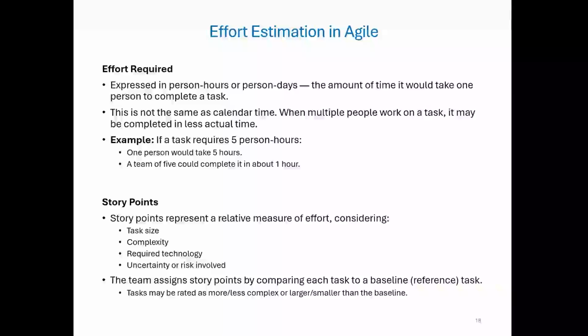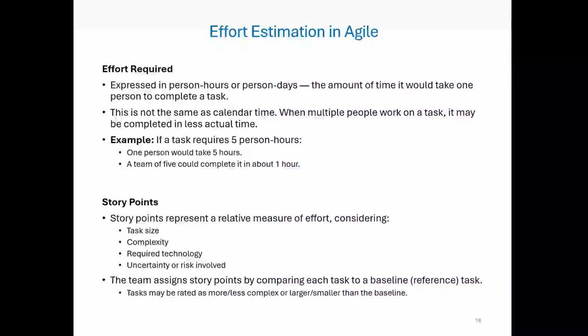Story points are a relative estimation method that considers task size, complexity, required technology, and the degree of uncertainty or risk. Rather than assigning a time value, the team compares each task to a baseline task. For example, a login page might be a 2 point task. So a task that's twice as complex might be 4 points.